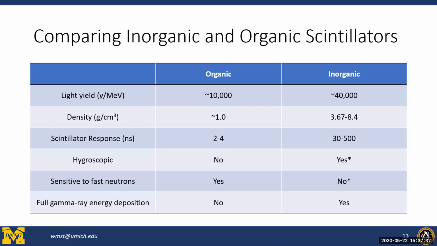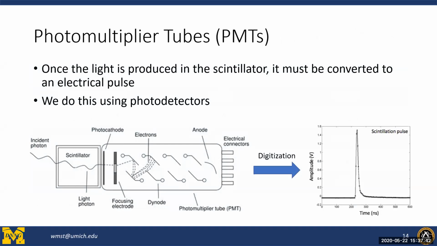All right, so now that we have our light produced, how do we detect it? Traditionally, scintillators are coupled directly to what is called a photomultiplier tube or some kind of photodetector. You can see a rough setup of one here, where we have our scintillator coupled to this entire thing, called a photomultiplier tube. This gives us some electrical response that we can digitize and get our output waveform.